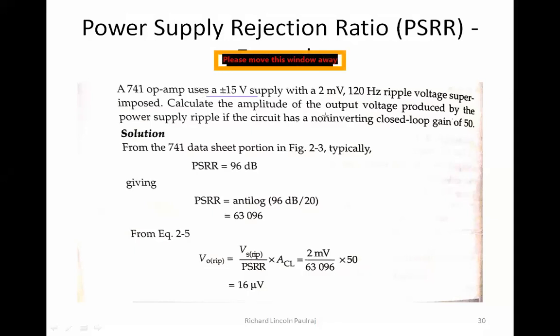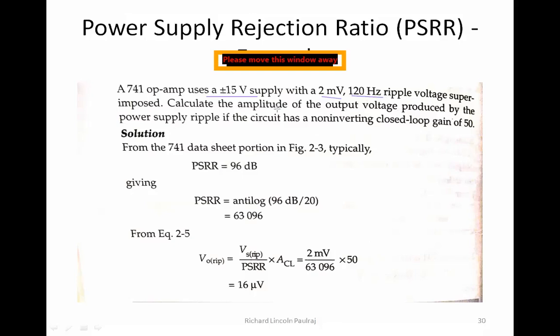So one for the inverting and one for the non-inverting. Very good. So one gets into the plus terminal and the other one gets into the minus terminal, right? Okay. So the op-amp uses this supply with 2 millivolts and 120 hertz ripple voltage superimposed. Now this is the voltage value, this is the current value, and this is the frequency value. So I have all the three: voltage, current, and frequency values.